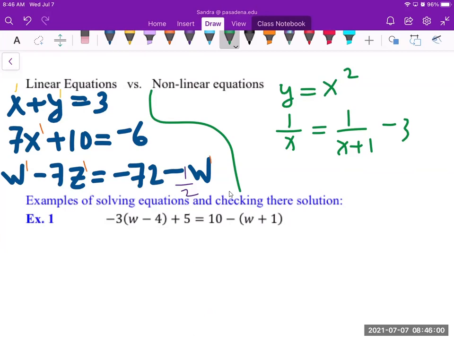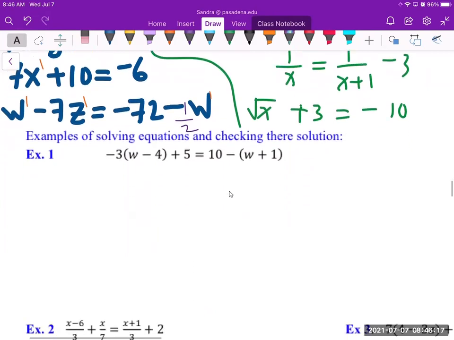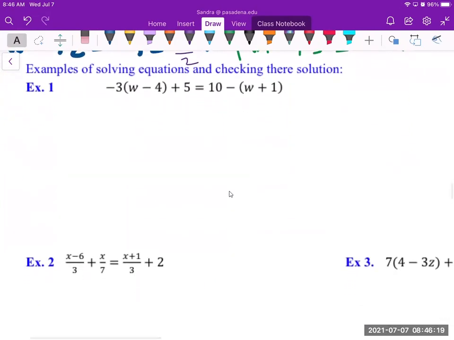Let me give you one more example. Let's just say I give you something like the square root of x plus 3 is equal to negative 10. Something like this is not considered to be linear because you have a radical, and so the degree of the variable is not 1. Okay, here are some examples.